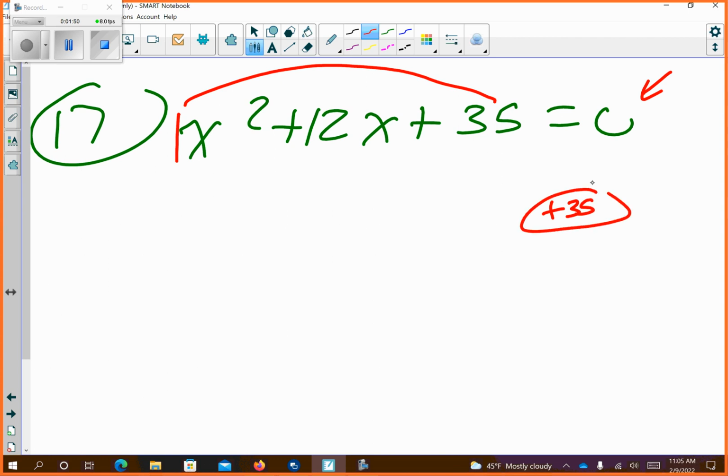In order to get a positive when multiplying two numbers, we need both the same, positive, positive, or negative, negative. I look at number 17, I don't see any negatives, so I'm going to default both being positive. Then I have to realize 1 times 35 is 35, and 5 times 7 is also 35. Which one of those, both being positive, add up to 12? 5 and 7. So I got a plus 5x and a plus 7x.